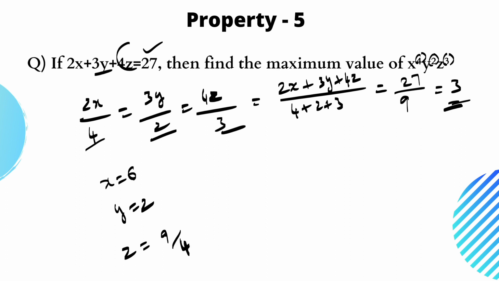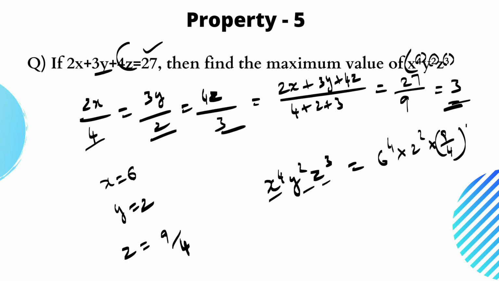But we are asked to find the maximum value of x power 4 into y square into z cube. So this maximum is equal to, just substitute the values of x, y and z: 6 power 4 into 2 square into 9 by 4 whole cube, right? If we simplify this, we will get 3 power 10 as the maximum possible value of x power 4, y square and z cube when this is equal to 27.